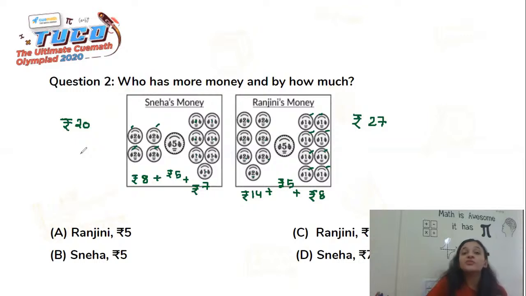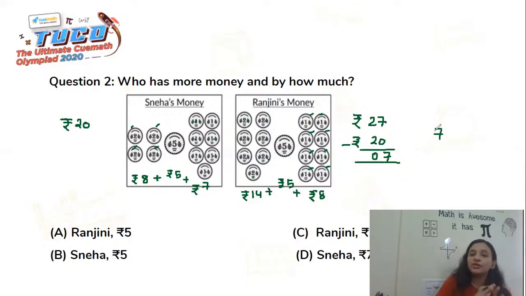Now, if we were to find how much more money she has, we can just subtract Sneha's money from Ranjini's money. So if we would do the subtraction, 7 minus 0 is 7, 2 minus 2 is 0. So 7 more. And that we could actually, by looking at it, also tell. But for those students who cannot, you can go with the subtraction. By subtracting Sneha's money from Ranjini's money, we got the answer as 7. So she has got 7 rupees more than Sneha. And so the answer is option C. That is, Ranjini has got more money and she's got 7 more rupees than what Sneha has.